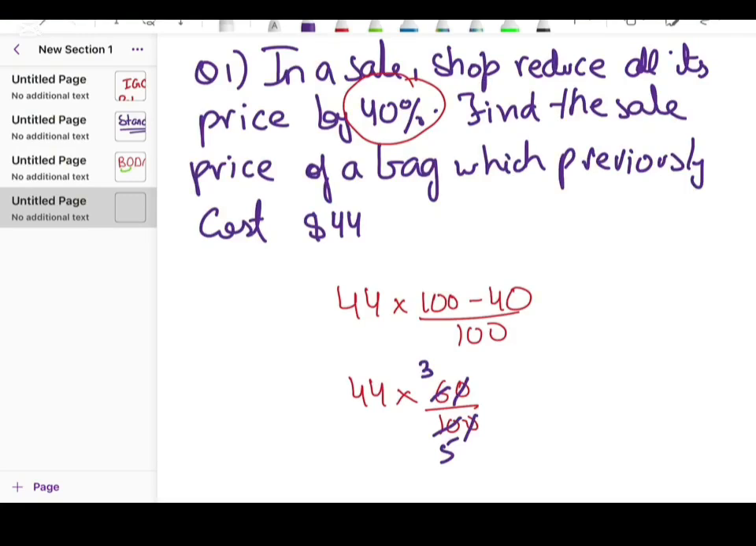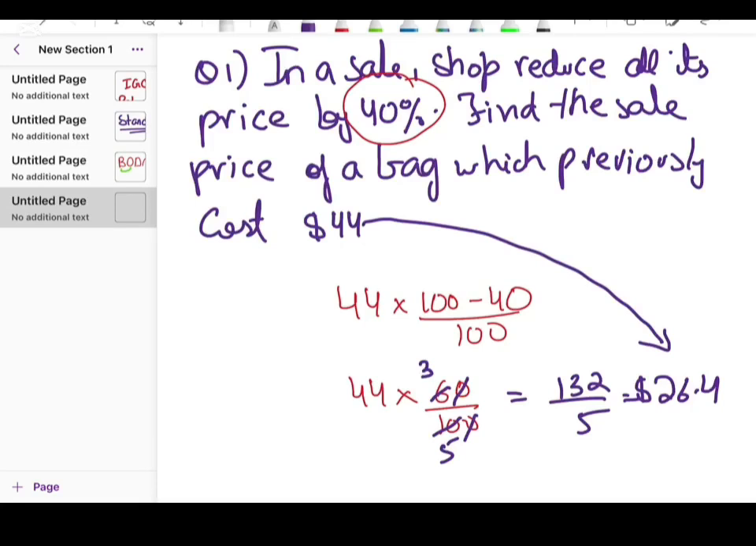Okay, now 44 multiplied by 3 will give us 132. 132 divided by 5. So the final answer will be $26.4. So now after a 40% reduction in the price, the price of the bag is 26.4. So I hope everything is clear in this. That's the very basic concept of the question.